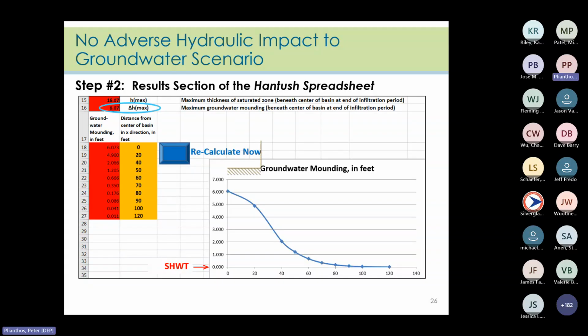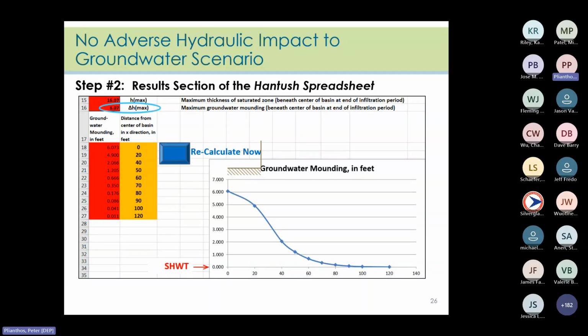To put this into proper context, I've also superimposed a symbol representing 1/2 of the bottom of the basin. Since the seasonal high water table, which the spreadsheet always sets at y equals 0, is 7.5 feet below the bottom of the sand layer, the temporarily elevated groundwater table, located at y equals 6.07 feet at the center of the basin, where x equals 0, will not reach the bottom of the sand layer. Therefore, the assessment shows no adverse hydraulic impact to the proposed infiltration BMP from the groundwater mounding.